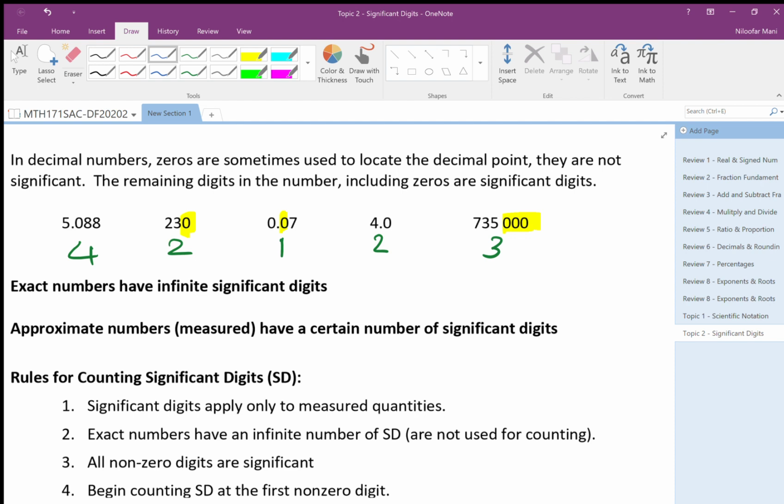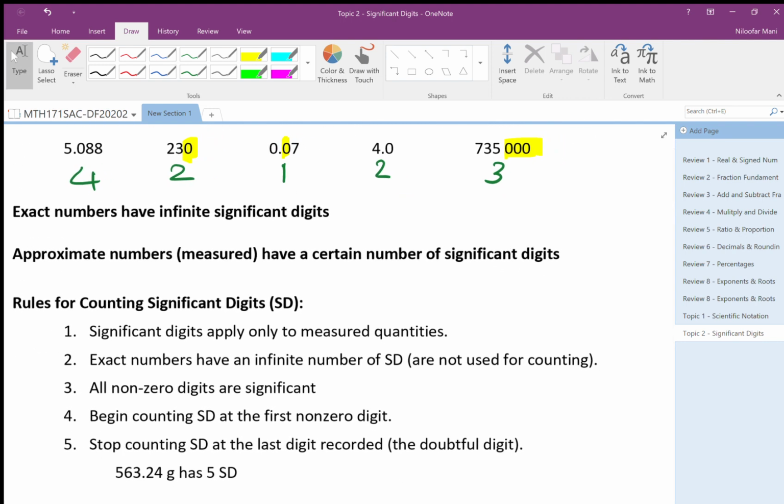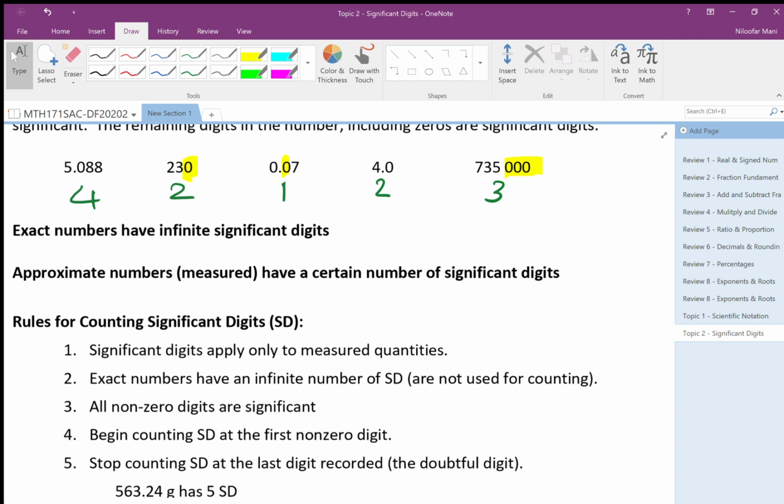The rest, which are zeros at the end or zeros before non-zero digits in decimal, you don't count them. Exact numbers have infinite significant digits. As I said at the beginning, I talked about exact numbers. What do I mean?